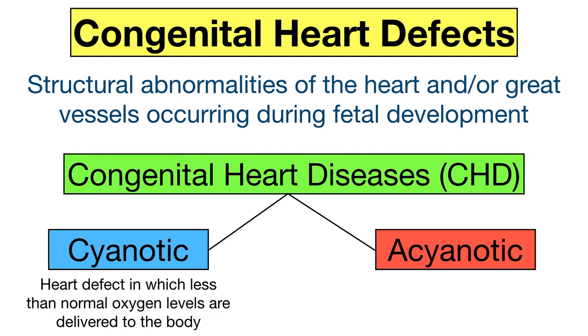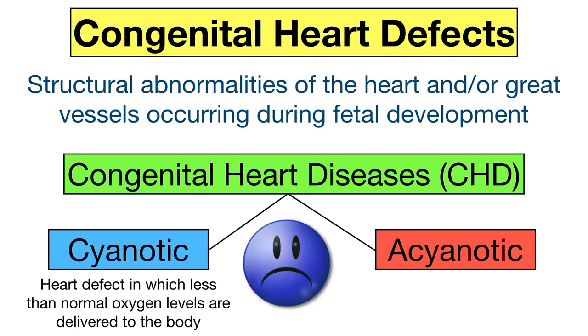Cyanotic defects are heart defects in which the blood pumped to the rest of the body contains less than normal amounts of oxygen. In other words, the heart is pumping mixed blood containing both oxygen-poor and oxygen-rich blood to the rest of the body. This can lead to cyanosis, which is a bluish discoloration of the skin. Cyanotic heart defects contain right to left shunts, meaning deoxygenated blood from the right heart mixes with oxygenated blood in the left heart. This causes oxygen-poor blood to get delivered to the rest of the body.